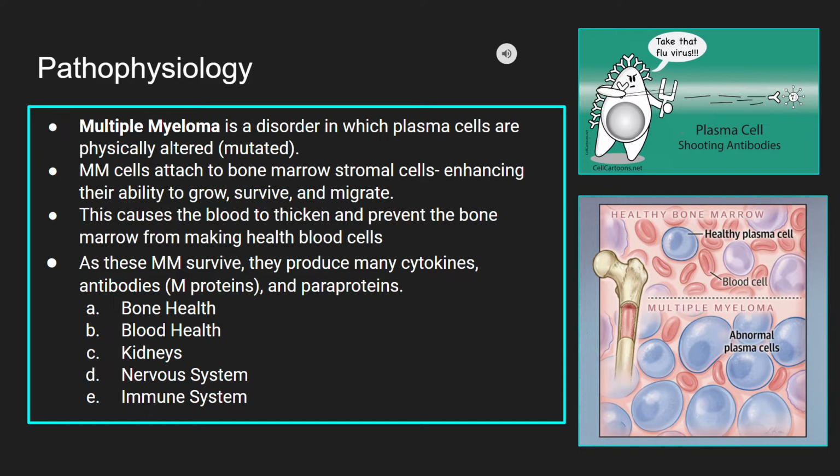So not only are they taking up important space inside of the bone marrow, they are also creating mass amounts of antibodies and cytokines, and cytokines are basically substances that send messages to other cells. So they're important in cell signaling. And then it also produces paraproteins, which are basically fragments of antibodies that are released into the bloodstream. So the combination of too many plasma cells and then an increased production of paraproteins, antibodies, and cytokines can create a wide variety of issues in the body. And we'll go on to discuss this in greater detail.